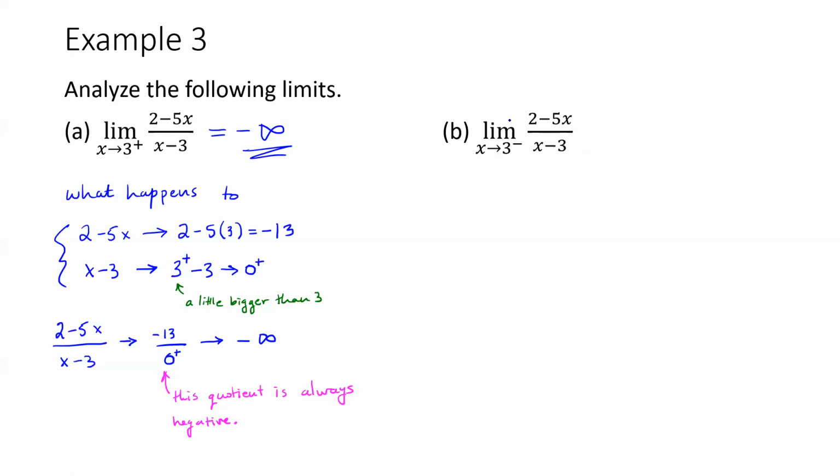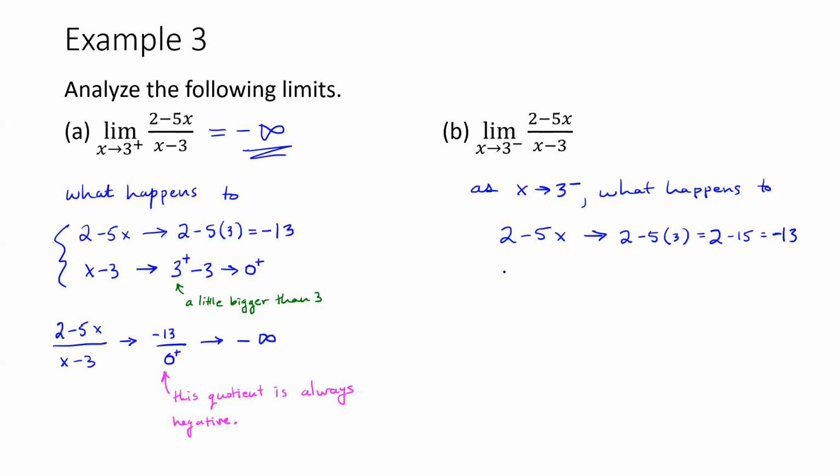So we'll do the same analysis over here, right? So let's think as x goes to 3 from the left now. What happens to, again, 2 minus 5x? The top will get closer to 2 minus 5 times 3, which is 2 minus 15, or sorry, negative 13.